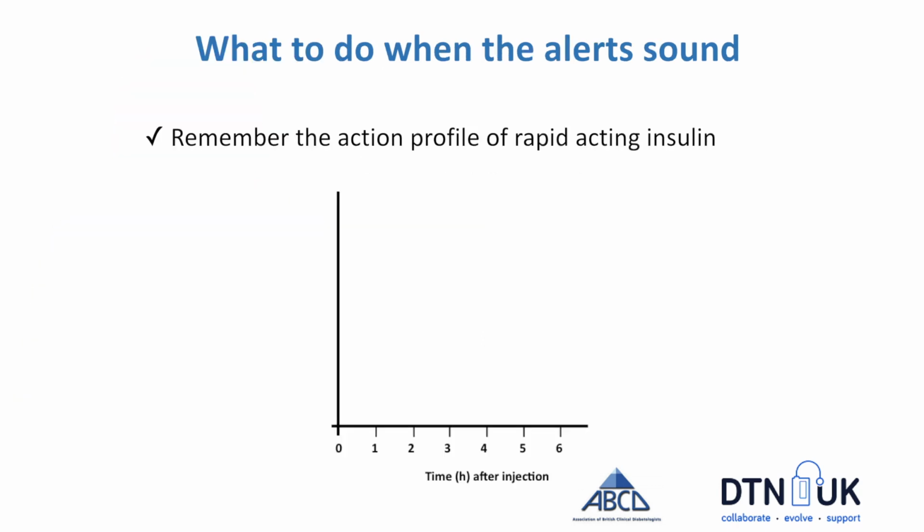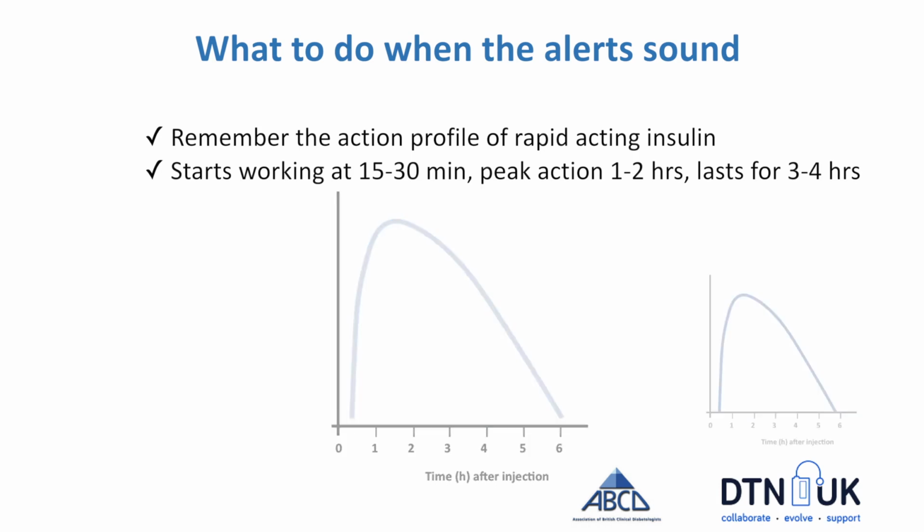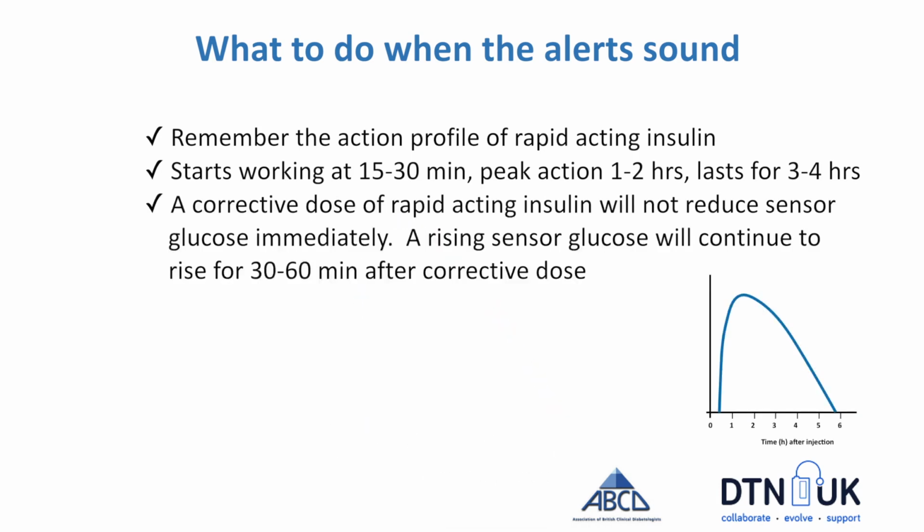It's important for us all to remember the action profile of rapid-acting insulin. Rapid-acting insulin starts working in about 15 to 30 minutes, peaks at about 1 to 2 hours, and lasts for about 3 to 4 hours. So if you give a corrective dose of rapid-acting insulin when your glucose is high, this will not reduce sensor glucose immediately, and your glucose will continue to rise for 30 to 60 minutes after you've given the corrective dose.